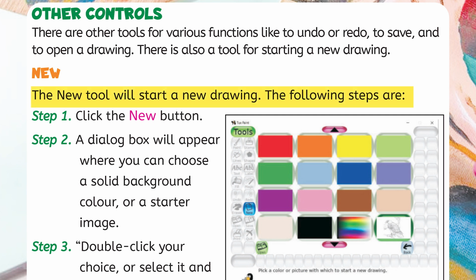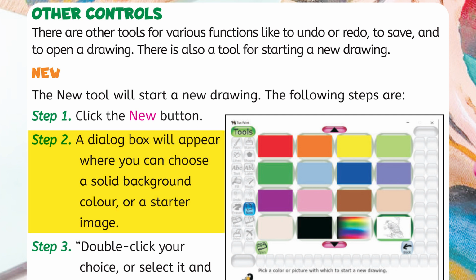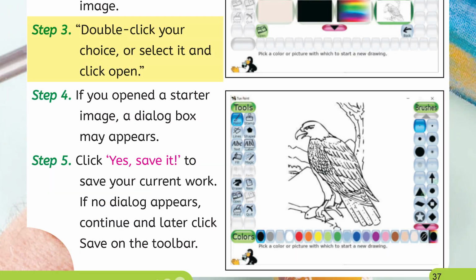The following steps are: Step 1. Click the new button. Step 2. A dialog box will appear where you can choose a solid background color or a starter image. Step 3. Double-click your choice or select it and click Open. Step 4. If you opened a starter image, a dialog box may appear. Step 5. Click Yes, save it. To save your current work, if no dialog appears, continue and later click Save on the toolbar.